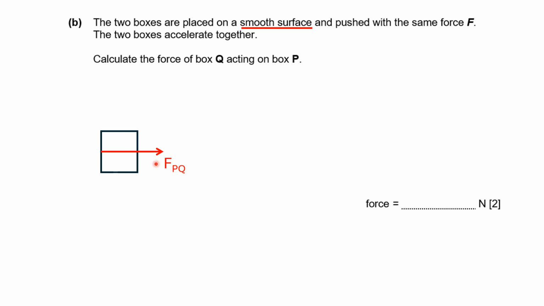So if we draw the free body diagram of box Q, this is the box that's being pushed, and there's a force of P acting on Q. Of course, you want the force of box Q acting on P, but we will get to that. And again, Newton's second law, F equals ma, tells us that the acceleration of the whole system is 1.083 meters per second squared.